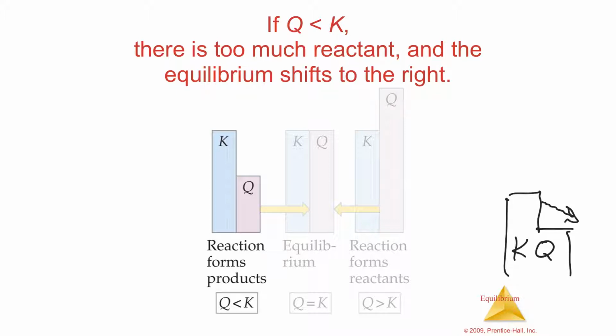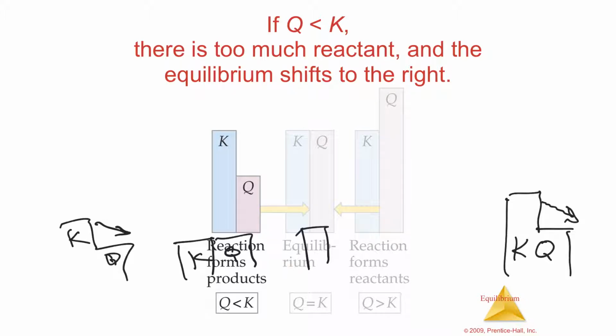So if you have a situation where your K is bigger than Q, then it's going to move towards the right, which is more products, in order to get to equilibrium. If Q is equal to K, then you're at equilibrium. If K is less than Q, or Q is bigger than K, then I've got more products than I need, and it has to move backwards. Q has to go lower in order to get equal to K, and so the products are going to be made into reactants.